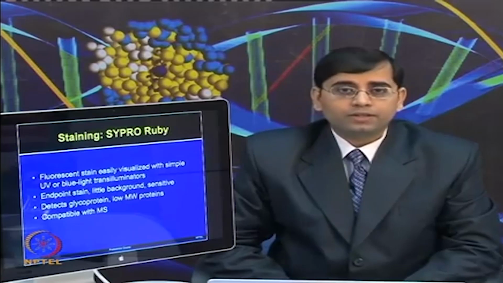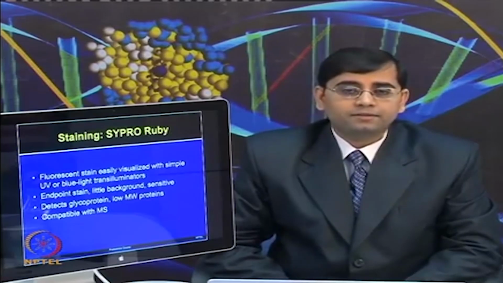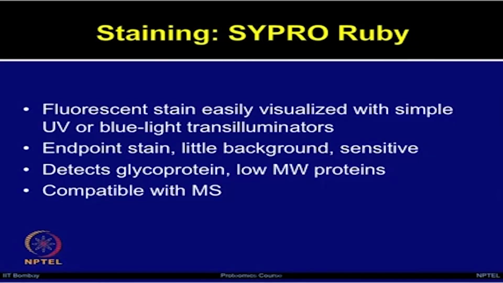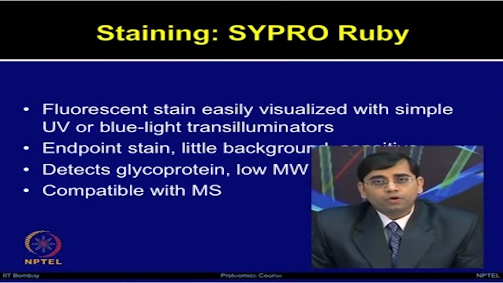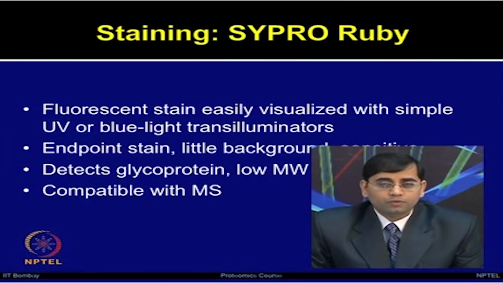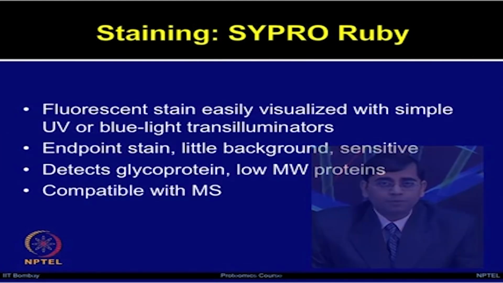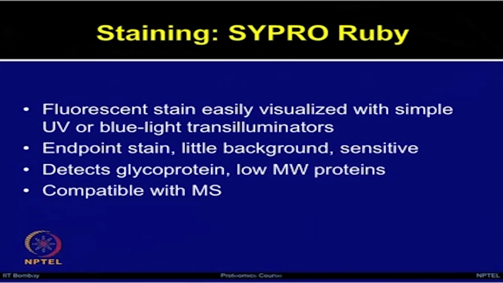So, let us first start with SYPRO Ruby staining. This is a fluorescent stain which is usually visualized on the gel in UV or blue light transillumination. This stain is very sensitive and it is an endpoint stain. So, very little background is seen, unlike the silver stain where there are a lot of issues with the very dark background. SYPRO Ruby has overcome those limitations.